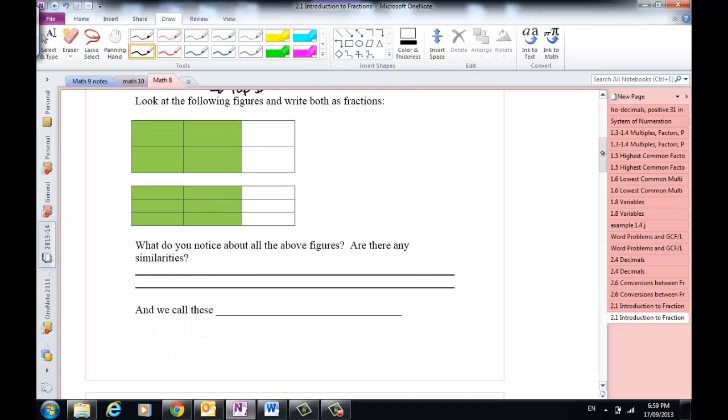So if we're looking at these 2 following figures, notice that there are 6 pieces here, and 4 are shaded. So we can write this as a fraction as 4 over 6, or 4 out of 6. And in fact, we can simplify this. Notice that both the top and the bottom are divisible by 2, and therefore we can reduce this. If we divide 4 by 2, we get 2. If we divide 6 by 2, we get 3. These are equivalent. This piece is in the simplest form, and this piece here is not.